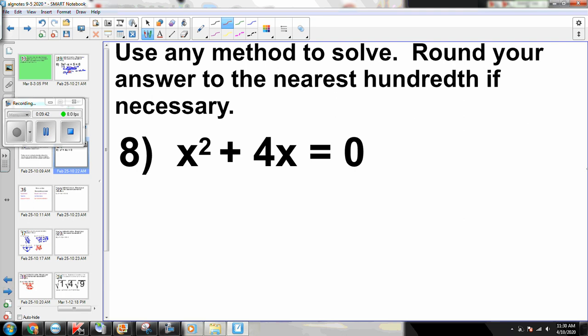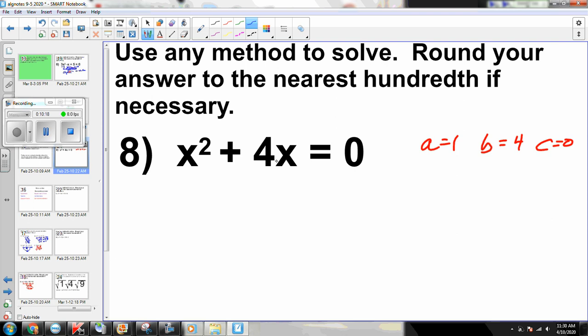All right, looking at number 8, I'm trying to determine the best method. I could not use square roots because I have an x term. So if I cannot use square roots, I either have to factor or use the quadratic formula. If I was using the quadratic formula, A would be 1, B would be 4, and C, there's no constant here, would be 0. And I could do that, but I could also factor on this one. I could factor by factoring out the greatest common factor.